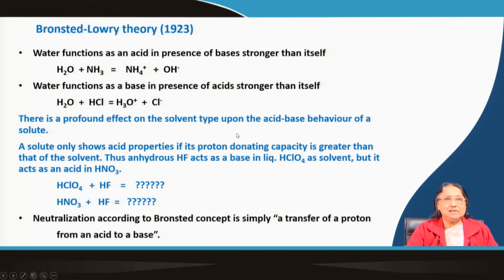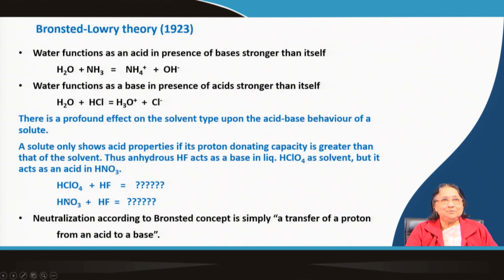That means the acid-base behavior of a solute. A very good example of this is perchloric acid. In liquid perchloric acid, if you put HF, hydrofluoric acid, then who will be the acid and who will be the base? That will be decided by who is the stronger acid. In this reaction, the perchloric acid will act as the acid and hydrofluoric acid will act as a base.